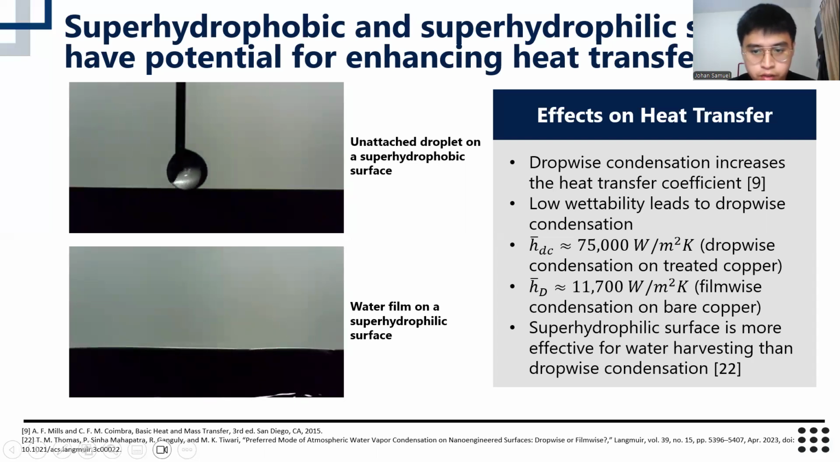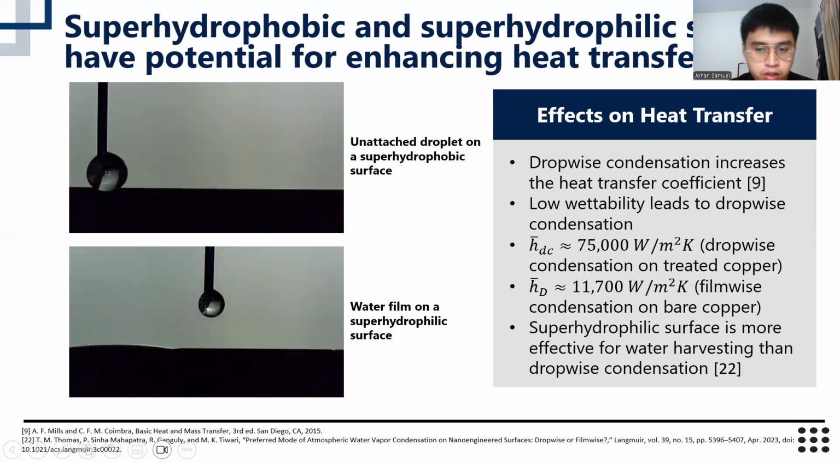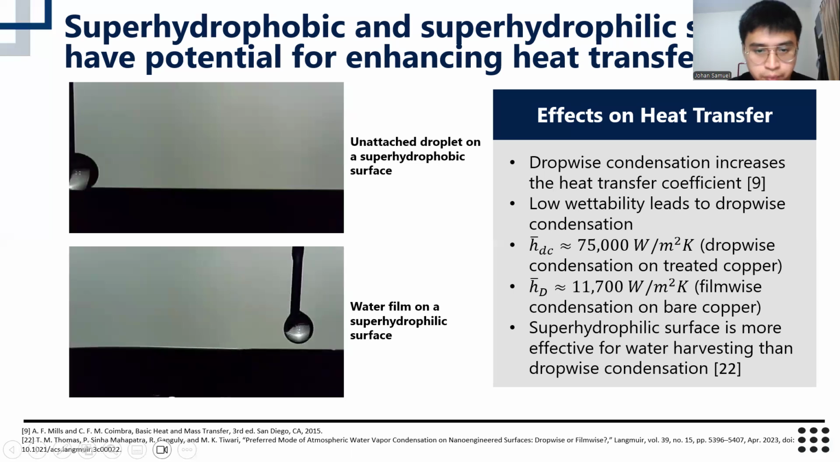Meanwhile, superhydrophilic surface promotes filmwise condensation. However, as vapor keeps condensing, the contact angle of the condensate becomes larger as time goes on, similar to dropwise condensate. Furthermore, filmwise condensation is more effective than dropwise condensation in terms of water harvesting capability. This outcome challenges the common belief that the heat transfer performance of dropwise is better than that of filmwise condensation.